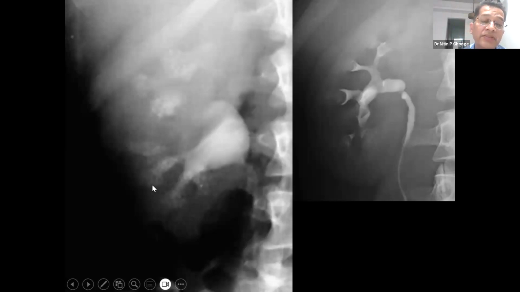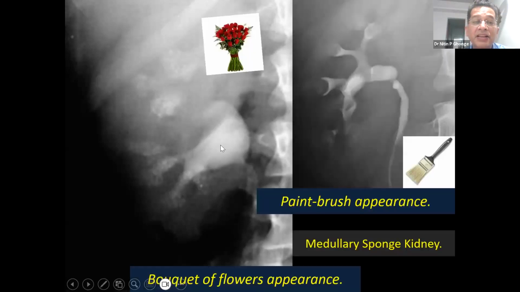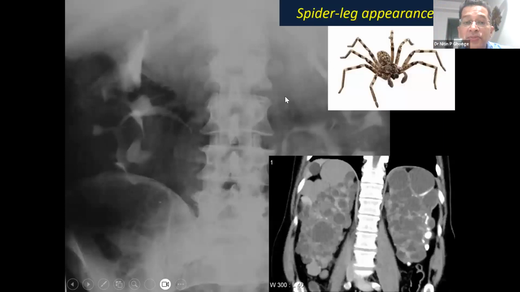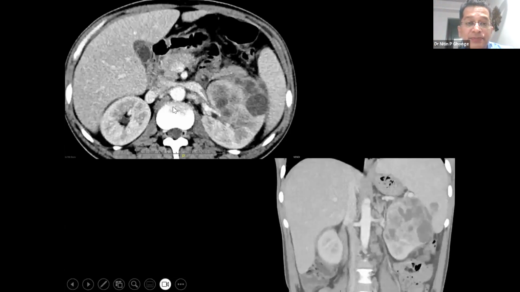But if it is displaced, if it is changed, if alteration is there, and you can see multiple dot foci, and loss of the C-shaped appearance of the calyx, this is called paintbrush appearance or bucket of flowers appearance because of medullary sponge kidney, because of the contrast retained in the renal tubules. The normal C is again altered. You can see multiple elongated calyces displaced because of the multiple cysts in the kidneys because of ADPKD or polycystic kidney disease. This is called spider leg appearance on both sides.